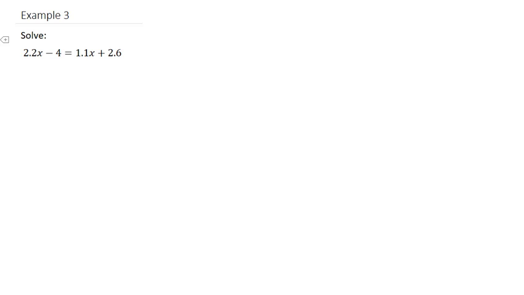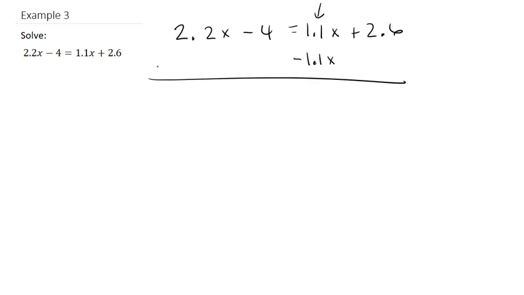Example 3. Solve the following. We have 2.2x minus 4 is equal to 1.1x plus 2.6. In this equation we have decimals, which we treat exactly the same as we've been doing before, as we want to get x by itself. The first thing we're going to do is remove the 1.1x on the right-hand side. So we're going to subtract it from both sides. This gets rid of it here, and this just becomes 0.